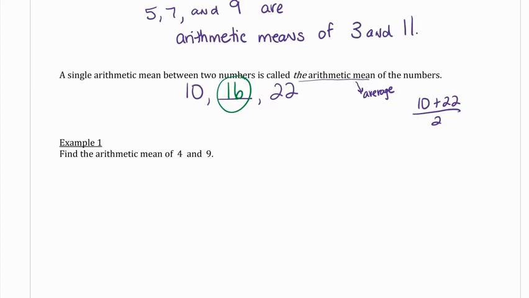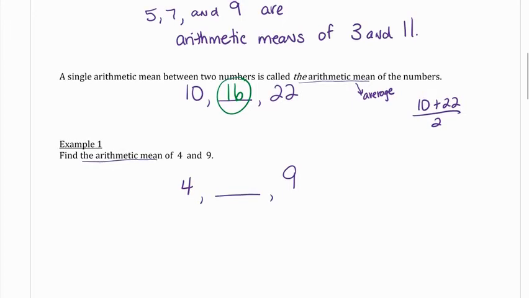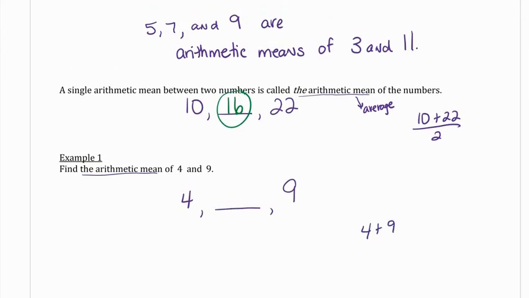Okay, so if I want to find the arithmetic mean of 4 and 9, you can think about it like a sequence. I have 4 here. I want to place a term in the middle, and then my other term is 9. So basically, we're looking for what do I have to add to get to the next number, and then add the same thing to get to 9. But again, remember, if it's the arithmetic mean, you're basically just looking for the average between those two numbers. So I can do 4 plus 9 and divide by 2. That would be 13 over 2. So the arithmetic mean there is 13 halves.